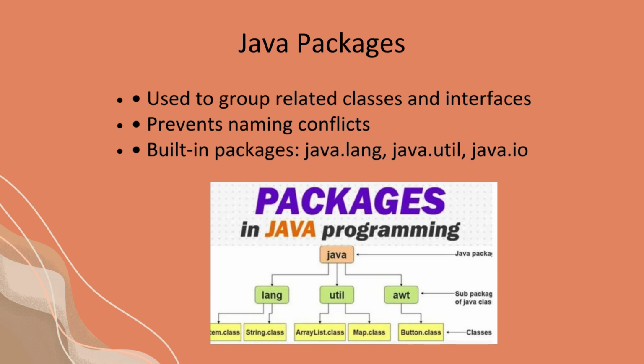The java.util package provides a rich collection of utility classes for data structures like ArrayList and HashMap, along with classes for date and time operations. Meanwhile, java.io is crucial for input and output operations, handling file systems and streams for data persistence.